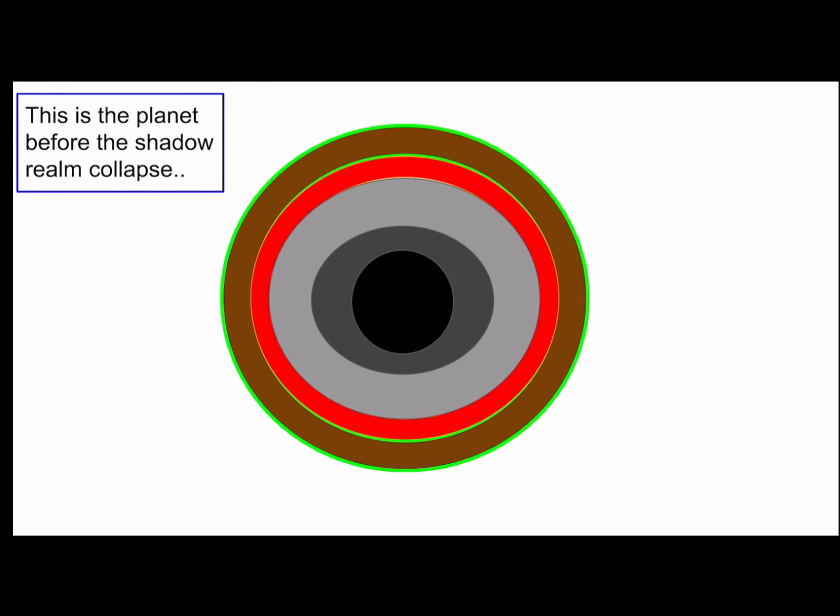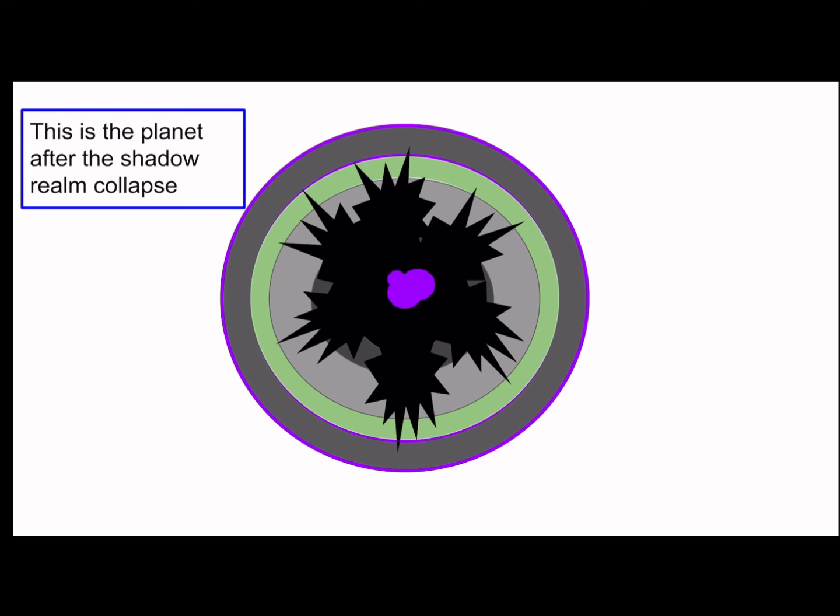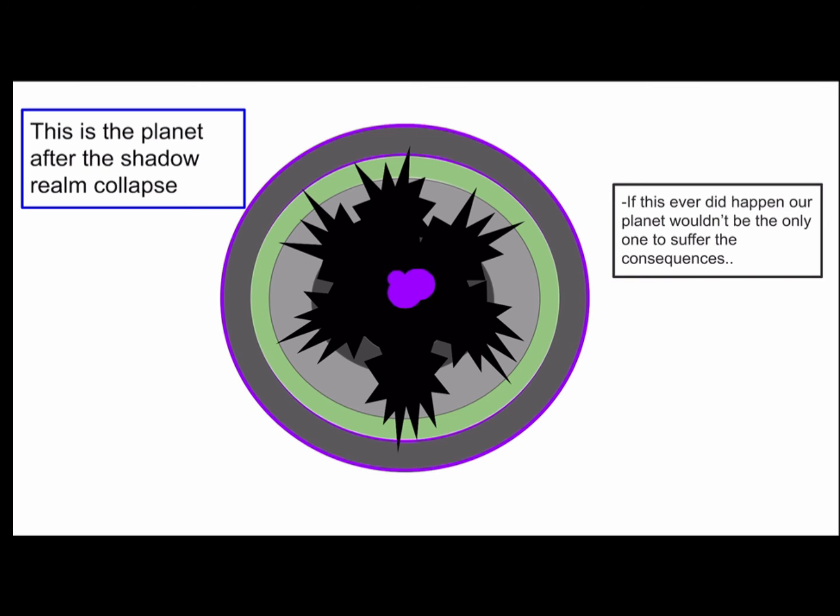Now here's a model of what would happen to the planet if this were to occur. This is the planet before the Shadow Realm collapse, and this is the planet after the Shadow Realm collapse. But if this ever does happen, our planet won't be the only one suffering the consequences.